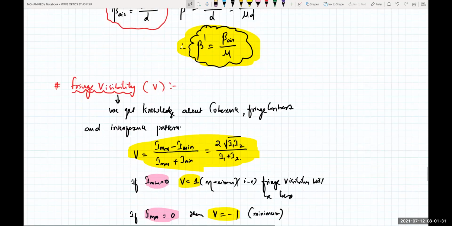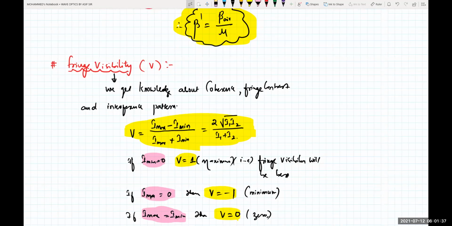That means it is 1 by mu times the fringe width in air when it is being done in water. Fringe visibility gives the knowledge of coherence, fringe contrast and the interference pattern. It is directly given by the relation V is equal to I max minus I min divided by I max plus I min.